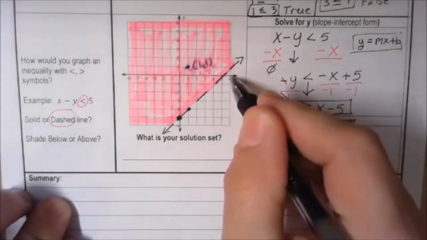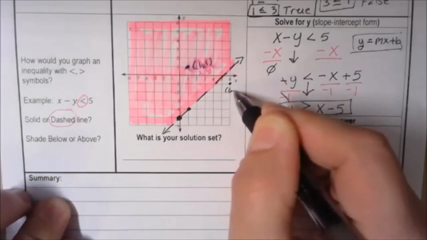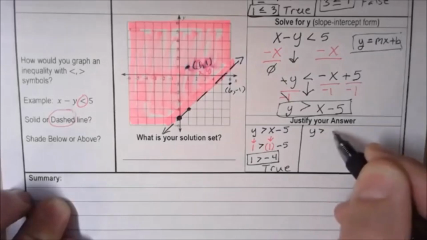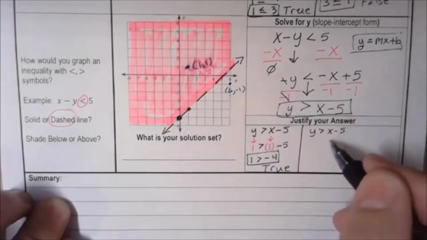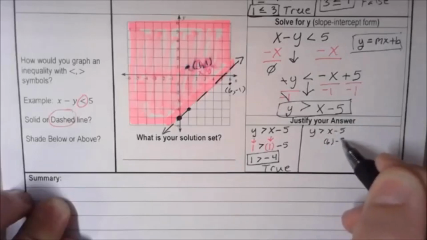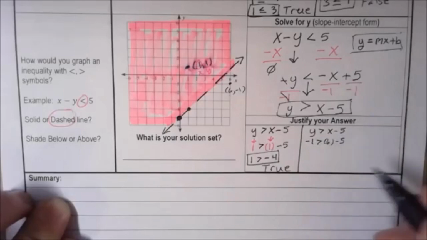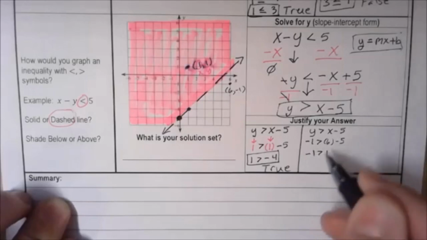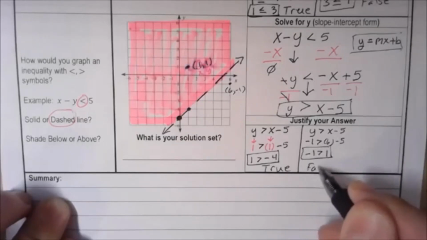So let's use an easy one, like we can use 6 and negative 1. 6 and negative 1. Let's test that one. Y is greater than x minus 5. And my x is going to be 6. And my y will be negative 1. So 6 minus 5, that's going to give me 1. And we'd have negative 1 is greater than 1, which would be false.